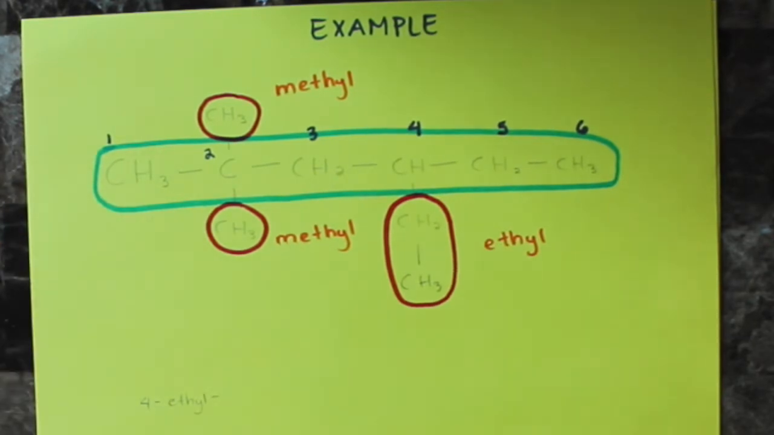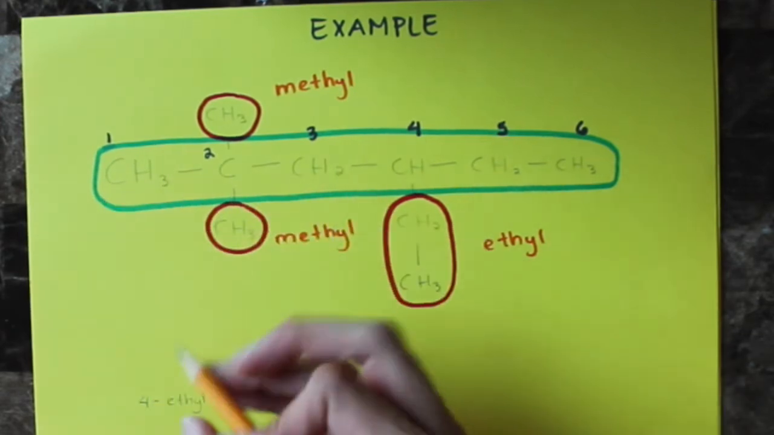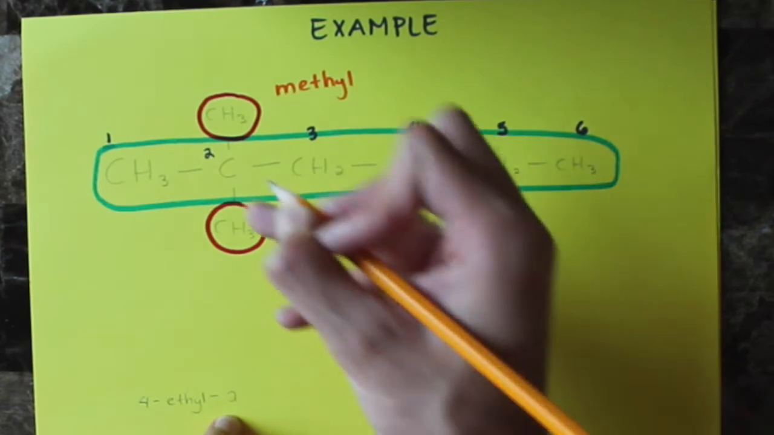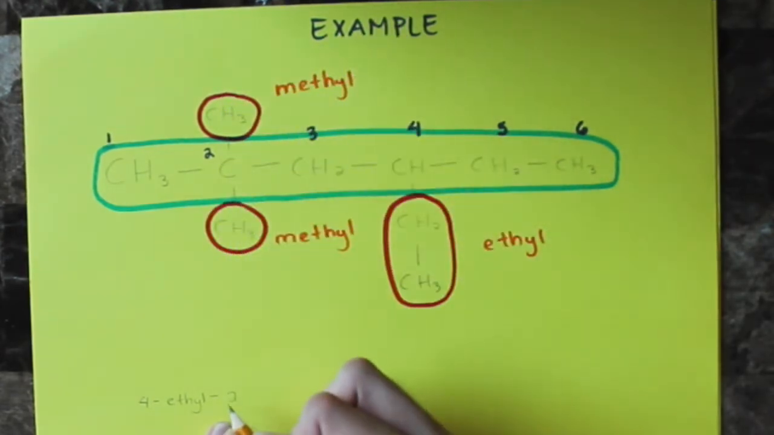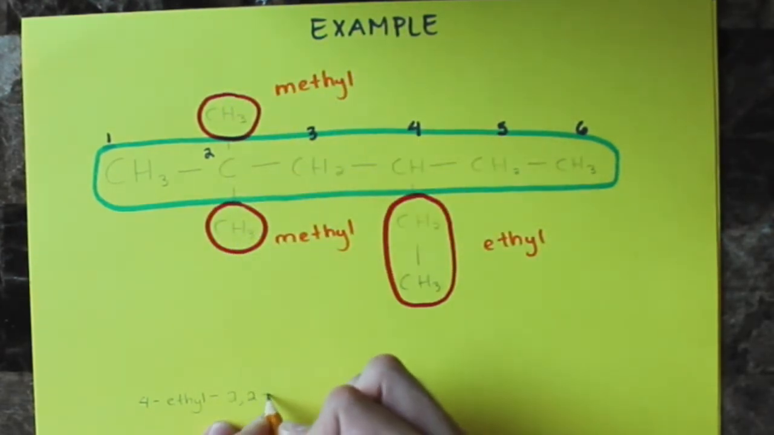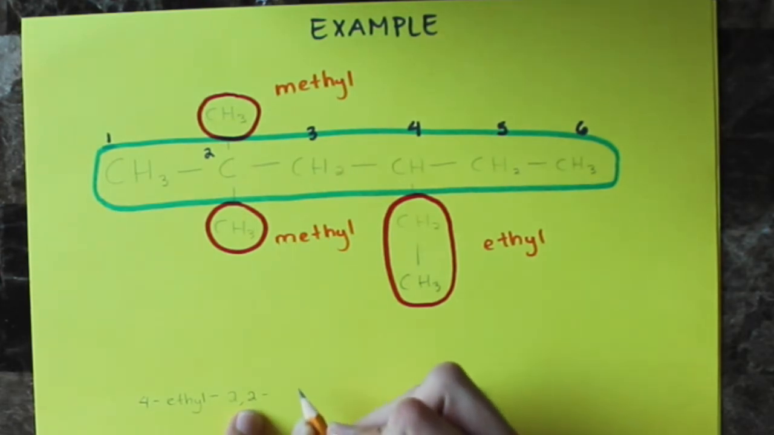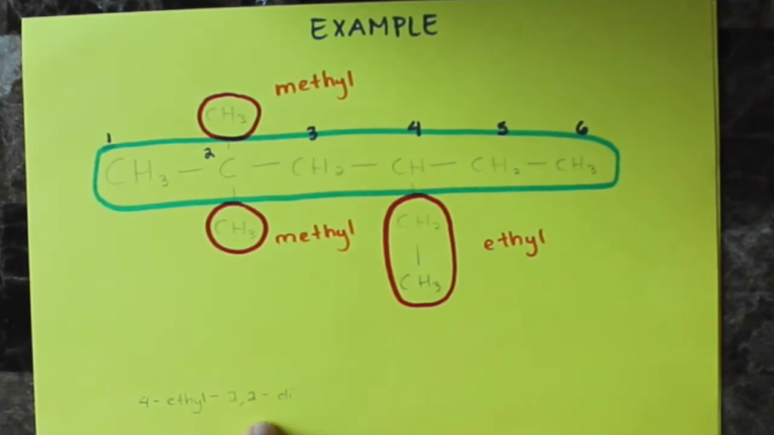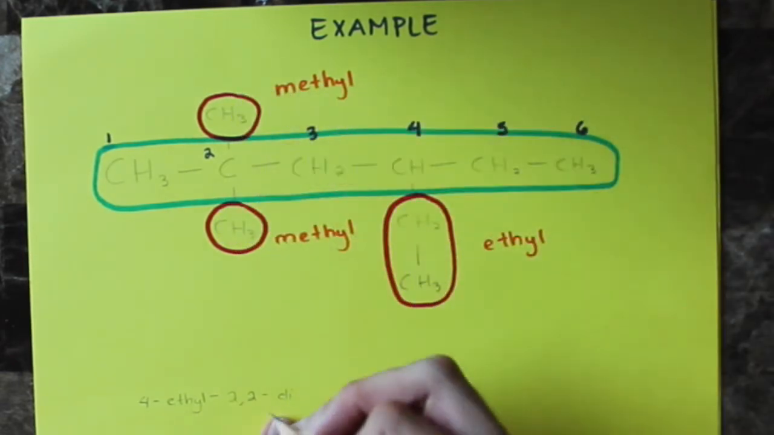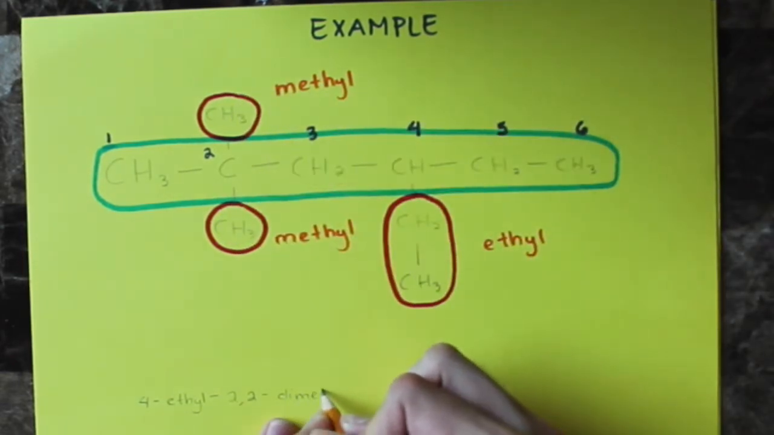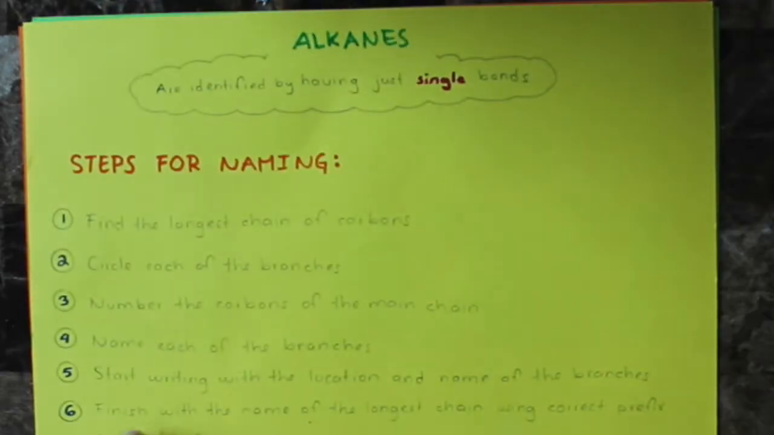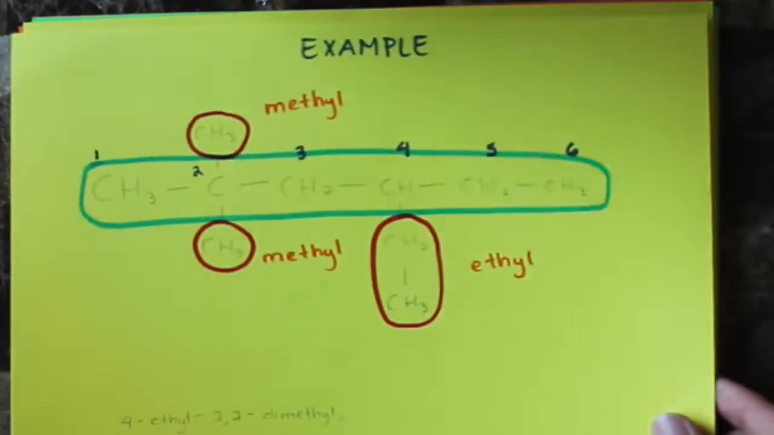Then we'll start with the other 2 branches, and their location is in the 2nd carbon, but we have to specify the location of both of them. So we put 2,2, then the name part with the prefix di, because we have to specify that they are 2 methyl. And then finish with the name of the longest chain.